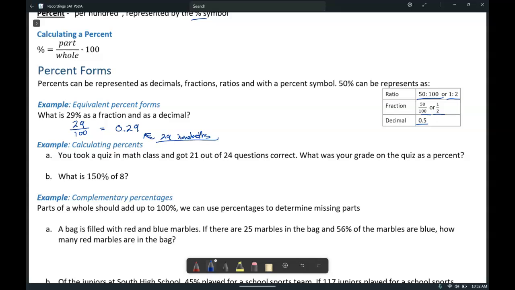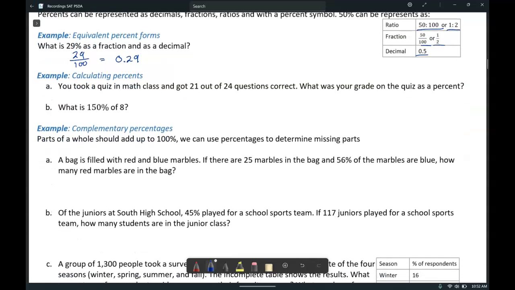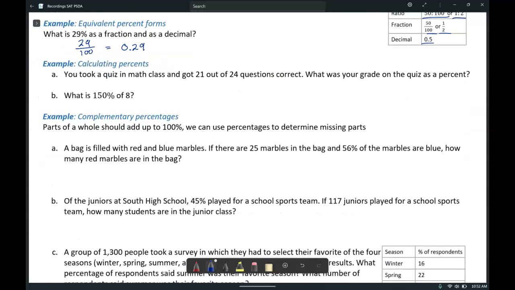So 29 hundredths. Now, when we want to calculate percents, we'll basically set up our proportion of part to whole and then multiply it by 100. If you took a quiz in math class and got a 21 out of 24, what is your grade as a percent? So you take the number you got right out of the total number of questions, and you do the division to get 0.875.